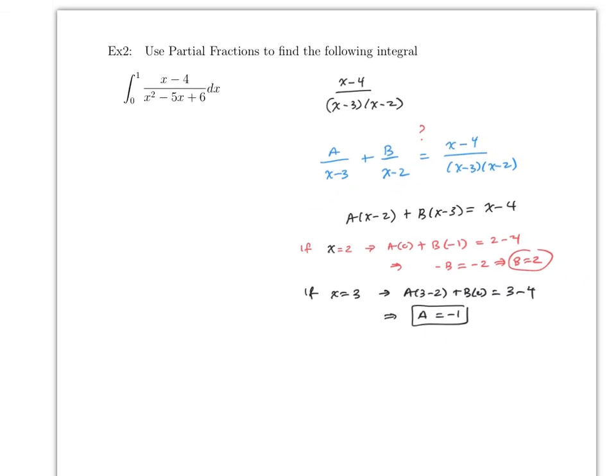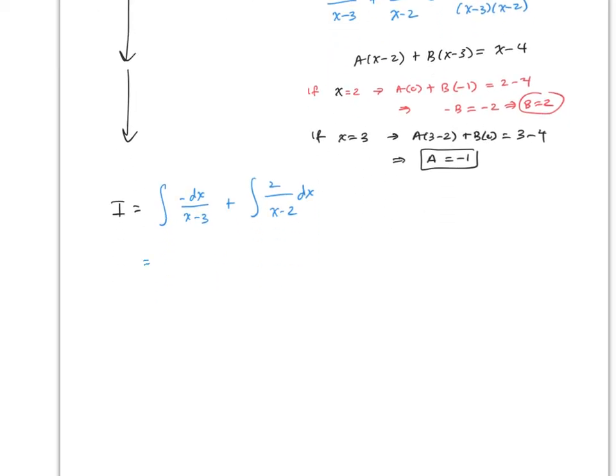All right, so therefore the original integral is going to become this now. We're going to forget about the limits of integration for now. So this is going to be the integral of A, but notice that A is equal to negative 1. So this will be minus dx over x minus 3, plus B, which was 2, over x minus 2. And like I said, these are very easy integrals. This will be minus dx over x minus 3, and then 2 dx over x minus 2.